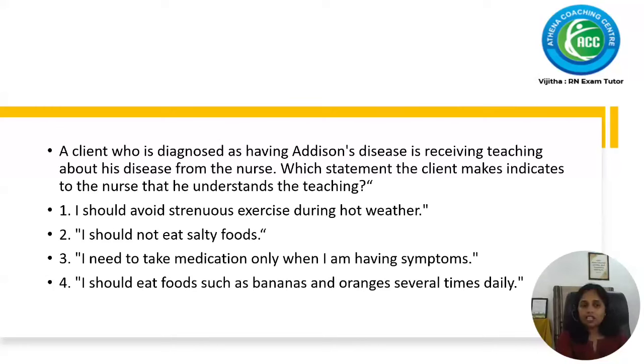Third one says I need to take medication only when I'm having symptoms. No, it's wrong. The patient has to continue the medication even if he is without symptoms. Next is I should eat food such as banana and orange several times a day. Banana and orange have potassium. No, so it is also wrong. So the better answer for this question is the first one: I should avoid strenuous activities during hot weather.